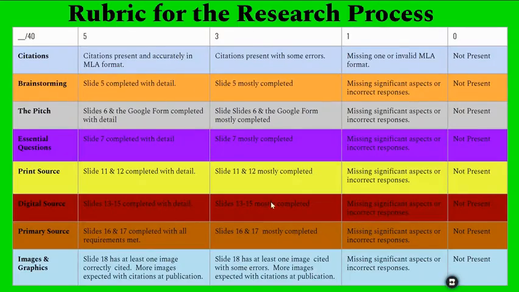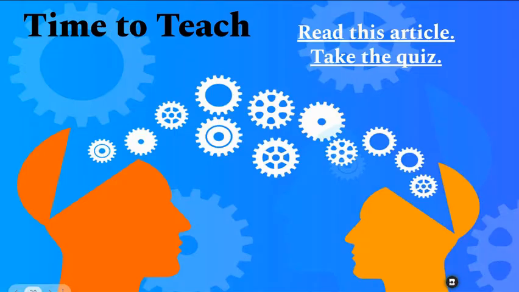This is the rubric for your research process. So this is the first grade you get for this assignment. And this is your writing process grade. So you have all the things that we've covered so far. Once you're done with that, it's time to teach.